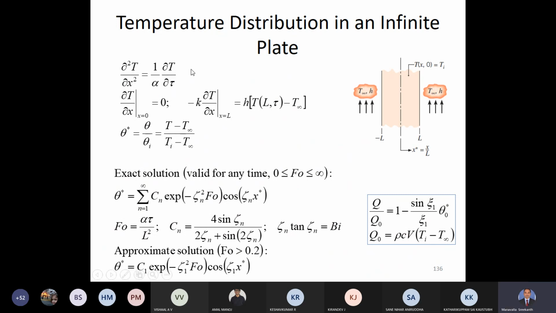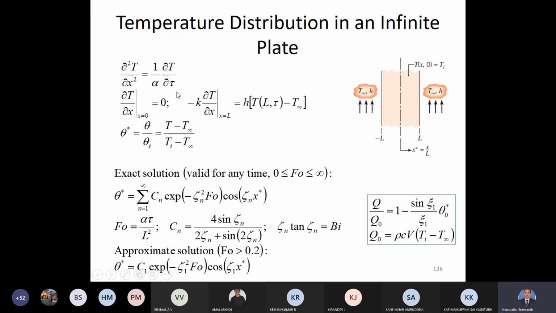The starting point is always the conduction equation, because the thermal gradients are there. So ∂²T/∂x² is the diffusion term, and (1/α) ∂T/∂τ is the transient term. Temperature is changing with time and also with distance. Therefore, this is a partial differential equation, and it is a second order equation. Therefore, we will need two boundary conditions. And since there is a ∂T/∂τ, we also need one initial condition.